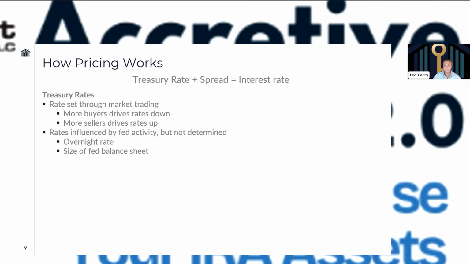When you dig into it, they're not even actually setting the rate. They're trading securities in an effort to set that rate. Perhaps an equivalent and even larger effect the Fed can have, though, on Treasury rates is through the control of the size of its balance sheet.